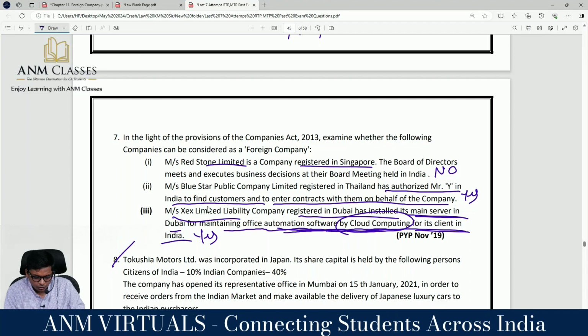Second, Y has been authorized in India to find customers and enter contracts with them on behalf of the company. That is what? Place of business. Why should I find customers in India? For doing business, to enter contracts with them. That means place of business is there. That's the presumption I am taking from the question. See, they can't tell you, hey guys, place of business is there. From the question you have to pick it up.